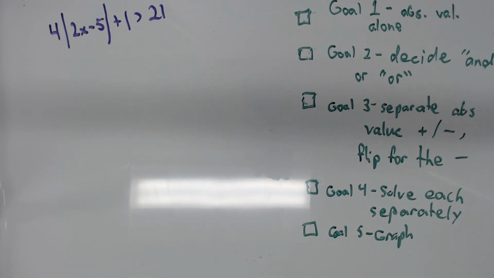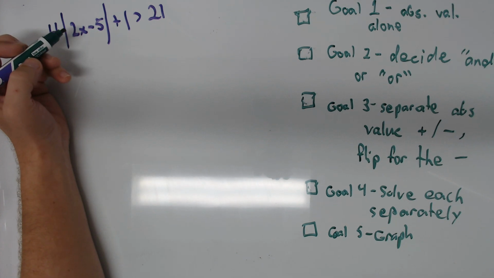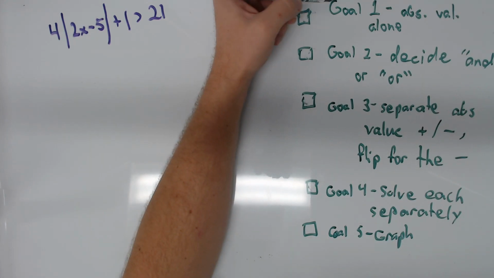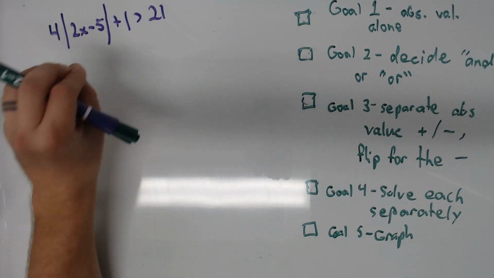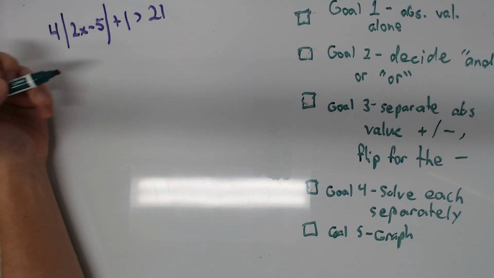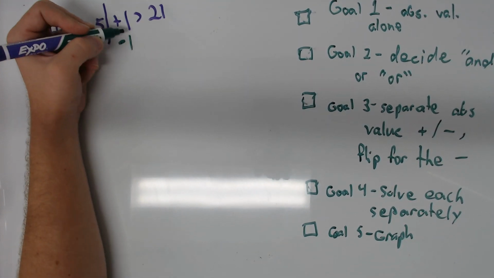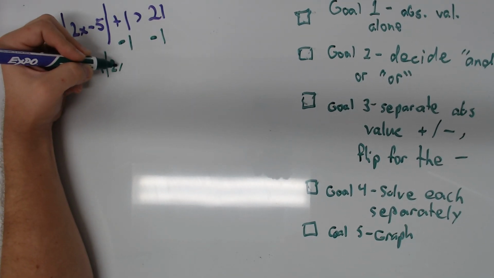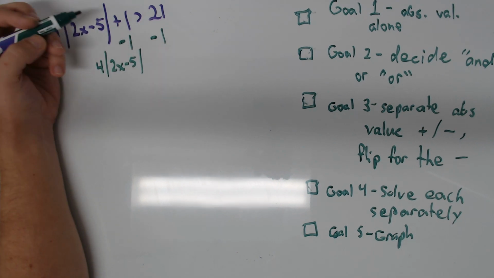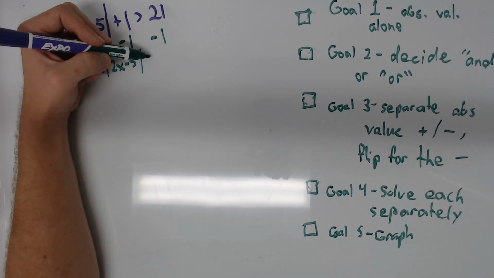So here's a nice problem that makes us actually do some math work before we split up the absolute value. All right, so goal 1 is to get the absolute value alone. So we're going to treat this absolute value like it's one thing that we want to solve for. Remember our reverse order of operations strategy? Get rid of stuff following reverse order of operations. So I'm going to subtract my 1 first.